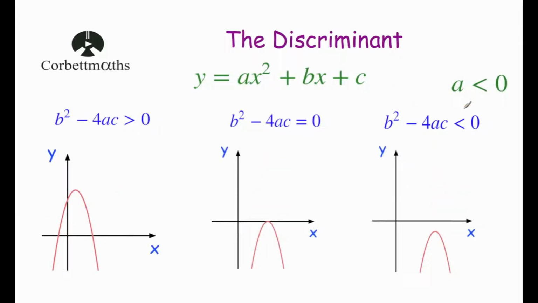If a is less than 0, we get the same thing, but the other way around. If the discriminant is bigger than 0, the quadratic graph will go up and cross the x-axis at two different locations. If b squared minus 4ac is equal to 0, the graph will touch the x-axis and go back down again. And finally, if b squared minus 4ac is less than 0, the quadratic graph won't reach the x-axis.